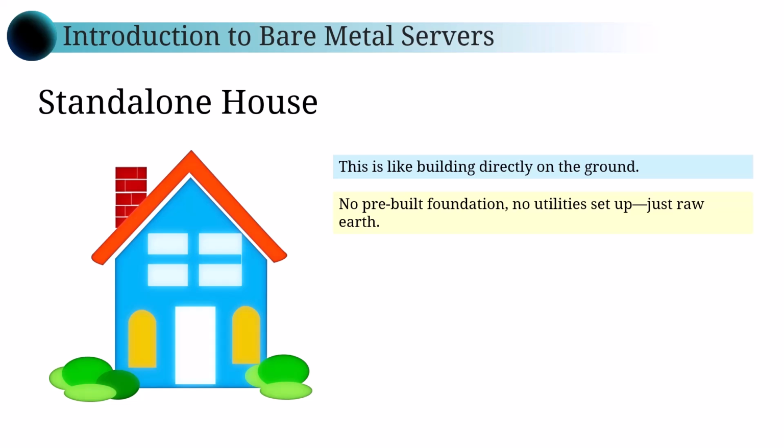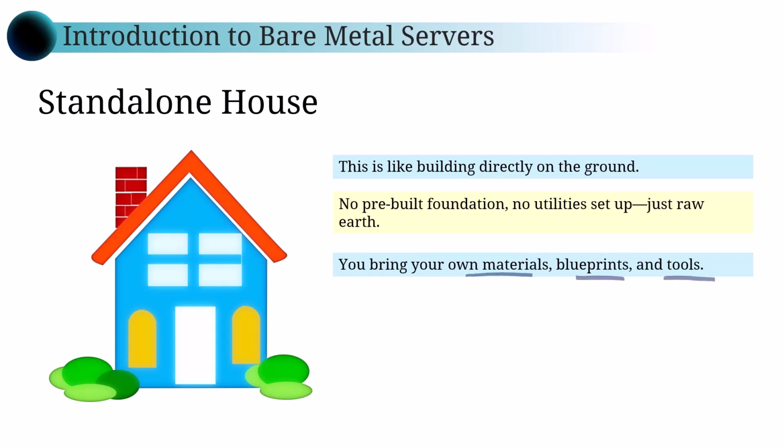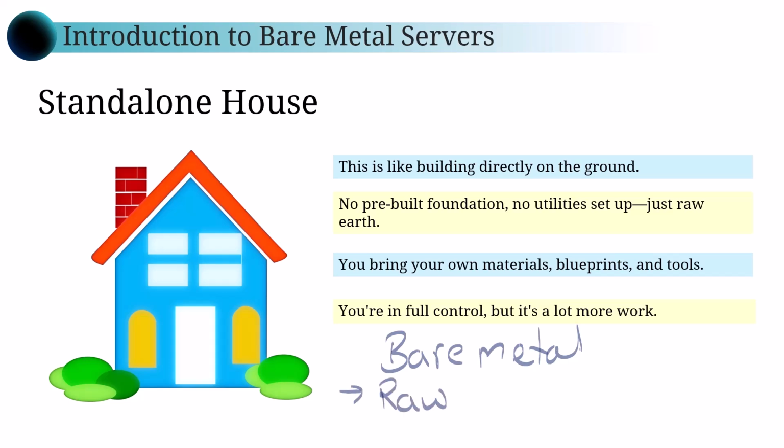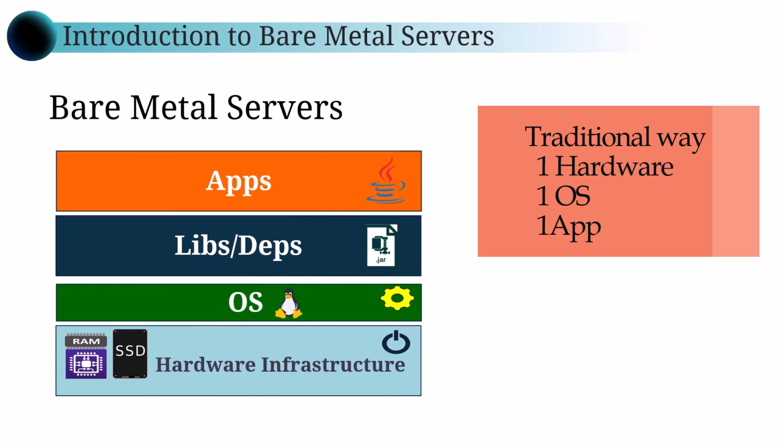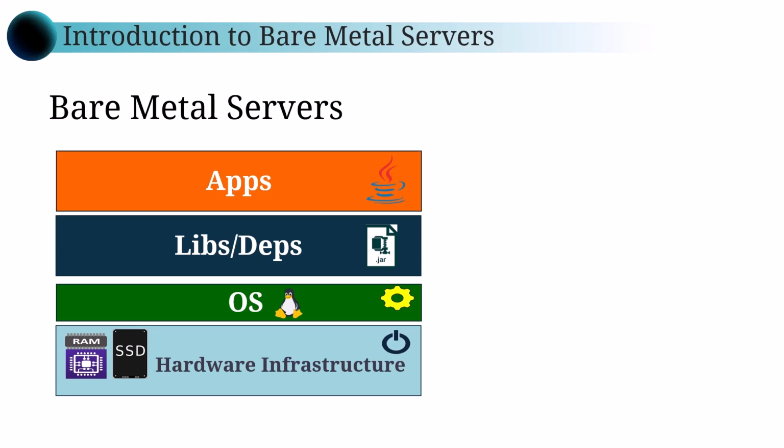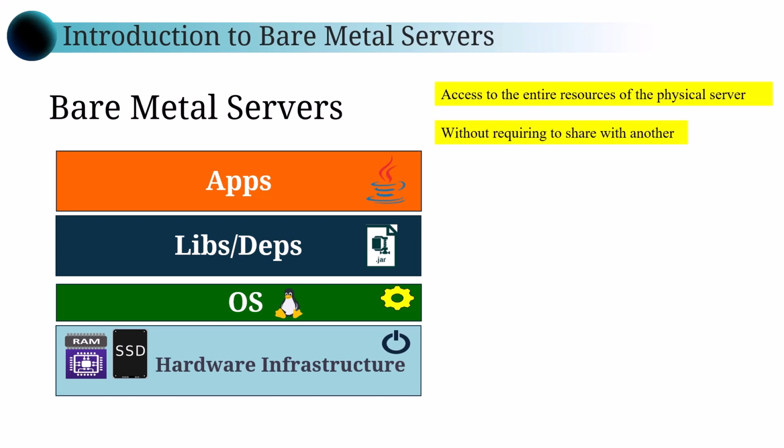No pre-built foundations, no utility setup, just raw earth. You bring your own material, blueprints, technologies and tools. You are in full control, but it requires a lot of work and effort. So, in simple terms, bare metal refers to a physical server. Imagine a traditional data center. Each physical server runs one operating system and one application stack. So, with bare metal you have access to the entire resources of your server without requiring to share it with any other.